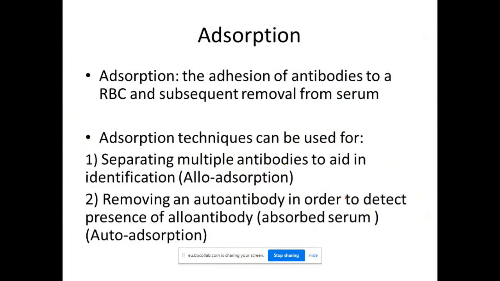طيب, let's talk now about adsorption. We talk about elution, isn't it? So in elution, we elute the antibody, isn't it? From the antigen. We elute the antibody from the antigen. So it becomes free antibody.